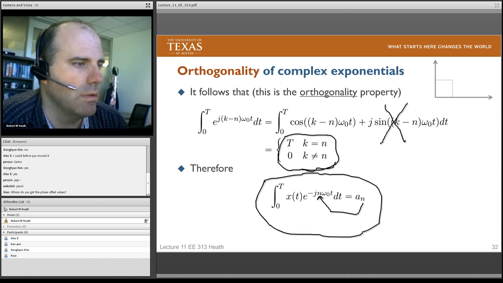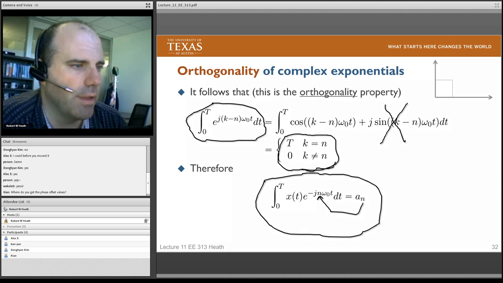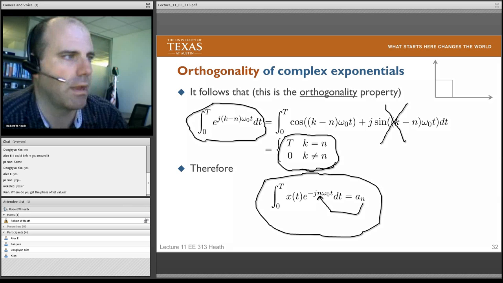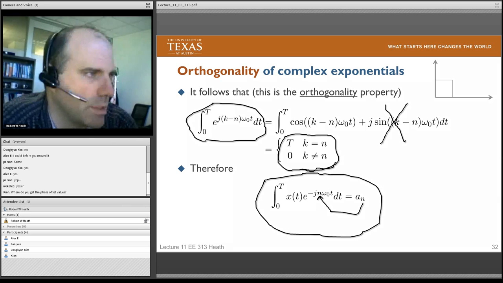And so in conclusion, when we integrate x of t with e to the minus j n omega naught t, we get out a of n here. There's an n here and an n here. And this comes because of the orthogonality. So this result right here.